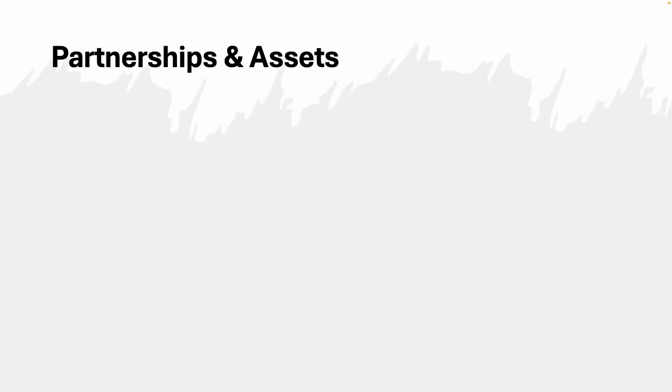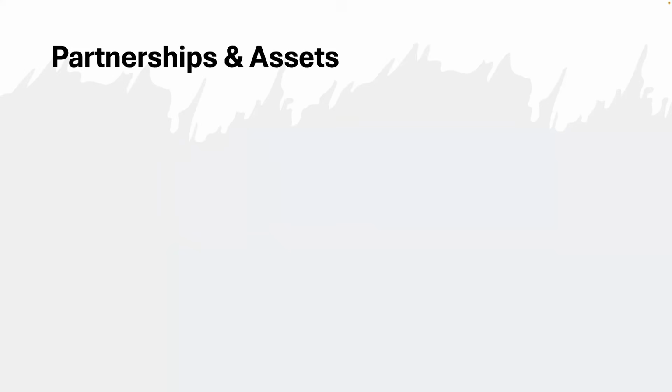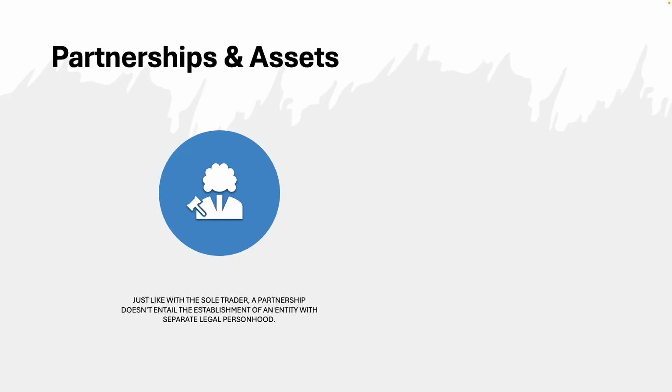What about the situations in which partnerships have assets? The point of a business is to make money, is to make profits, and one of the things that happens throughout the course of running a business is that the business starts to accrue assets as well as debts. What about the assets then? The things that you use, the things that have value, that are useful for the business, should I say? Well, just like with a sole trader, a partnership doesn't entail the establishment of an entity with separate legal personhood. So there's no sort of separate entity like you would have with a company.